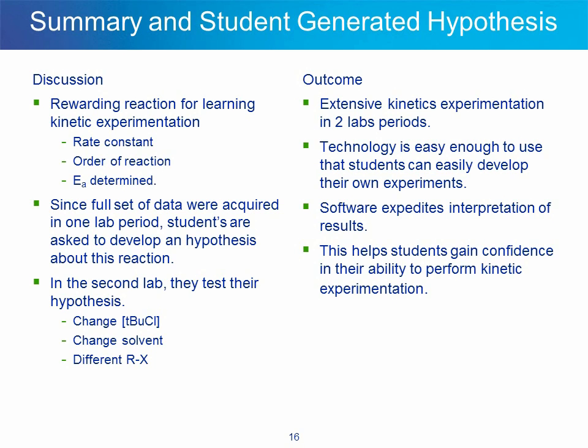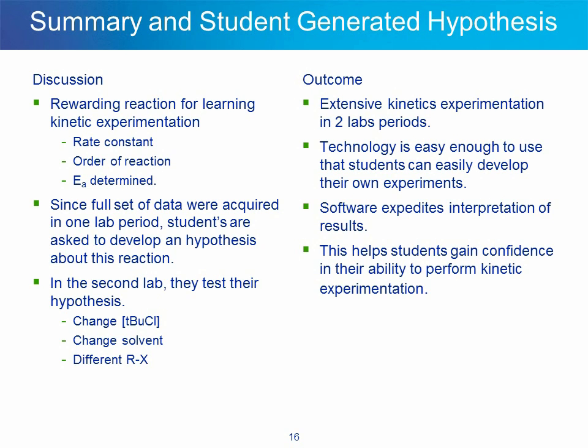For example, some of the hypotheses students have done is what happens when I change the concentration of tertiary butyl chloride, or what happens when I change the solvent, or what happens if I switch to a different alkyl halide. In the right column, I have outcomes. The outcome of this experiment is that extensive kinetic experimentation is obtained in 2 laboratory periods.